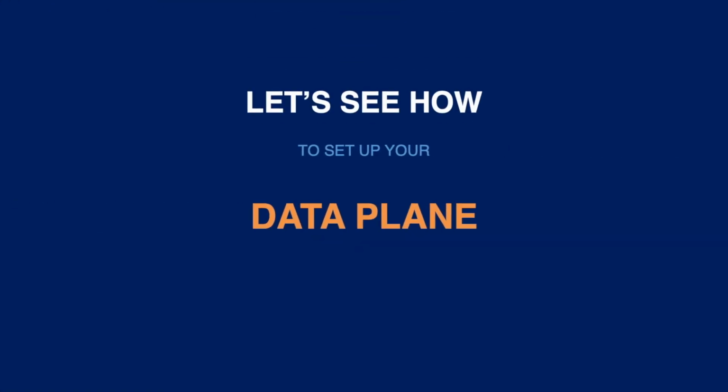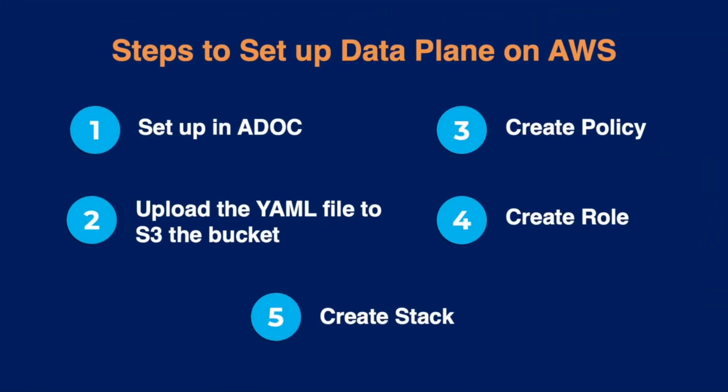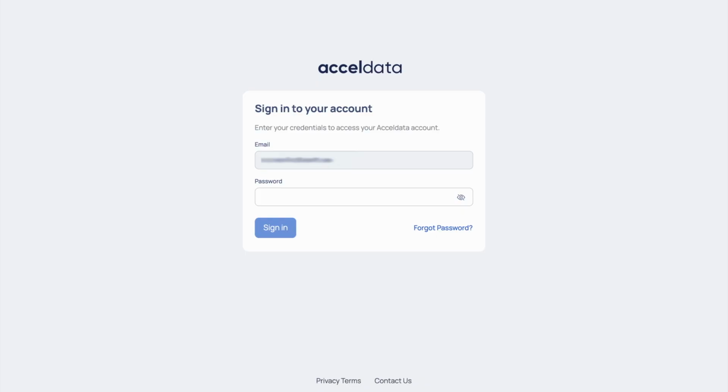Let's discuss how to set up your Accel Dataplane in this video. The steps to set up Dataplane on AWS include the initial setup in ADOC, then uploading the YAML file to the S3 bucket, then creating a policy, creating a role, and finally creating a stack.